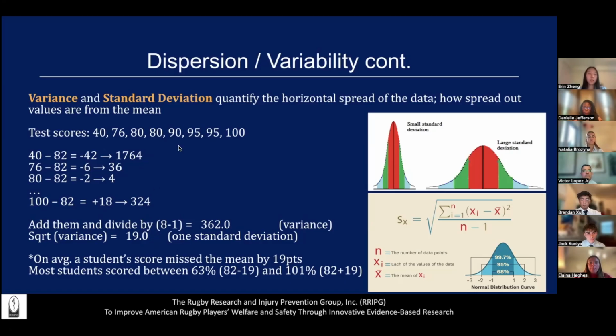So what does this mean? It means that on average, a student's score missed the mean by around 19 points. So that means most students scored between 63% and 101%.